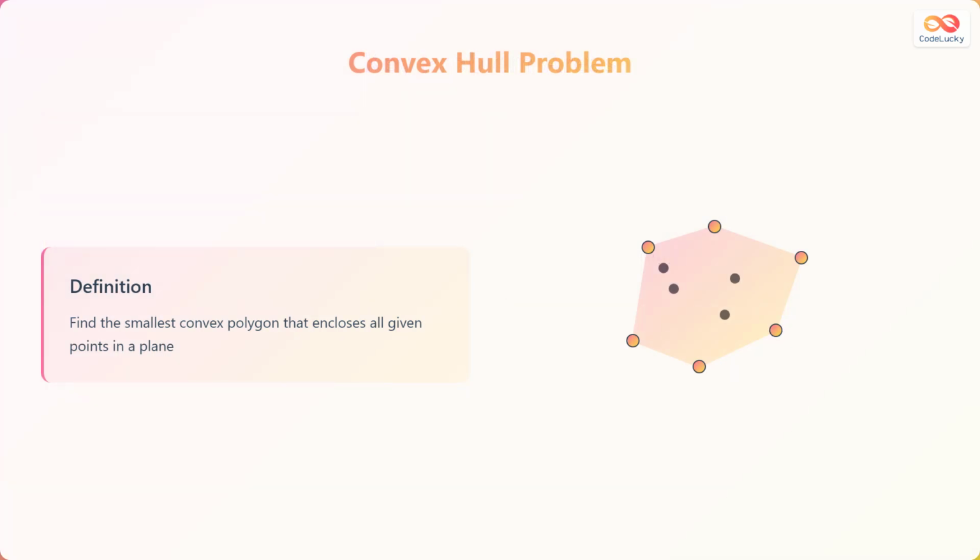The convex hull problem involves finding the smallest convex polygon that encloses all given points in a plane. Imagine you have a set of nails hammered into a board, and you want to wrap a rubber band around them so that it encloses all the nails. The shape formed by the rubber band is the convex hull.